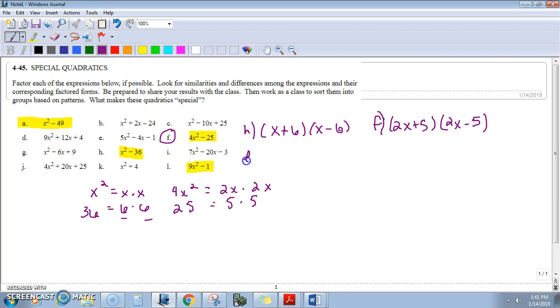And L, 9x squared is equal to 3x times 3x. And 1, this is a tricky one, you guys. 1 is always a perfect square because it is just 1 times 1. So L ends up being 3x plus 1 times 3x minus 1.